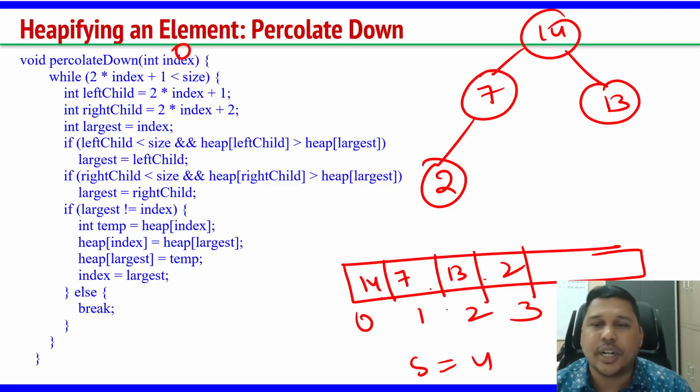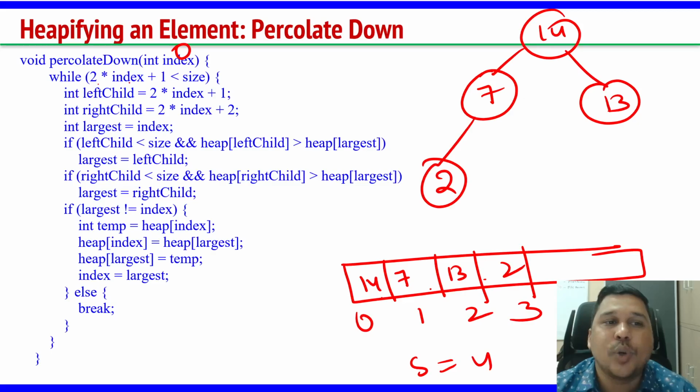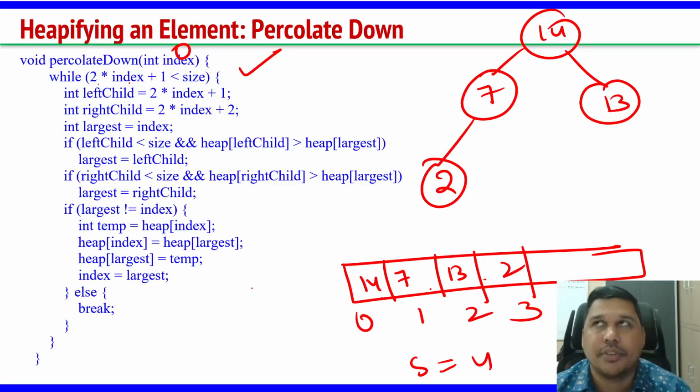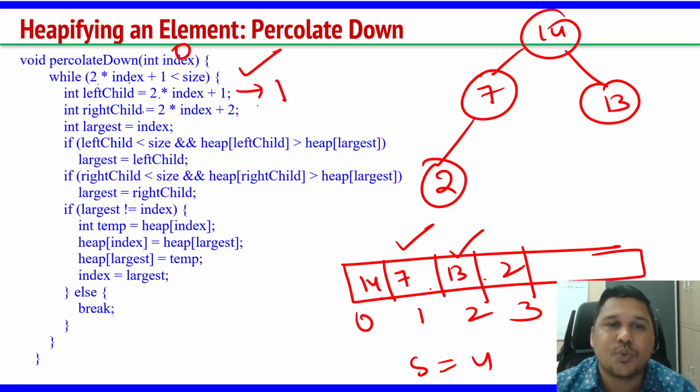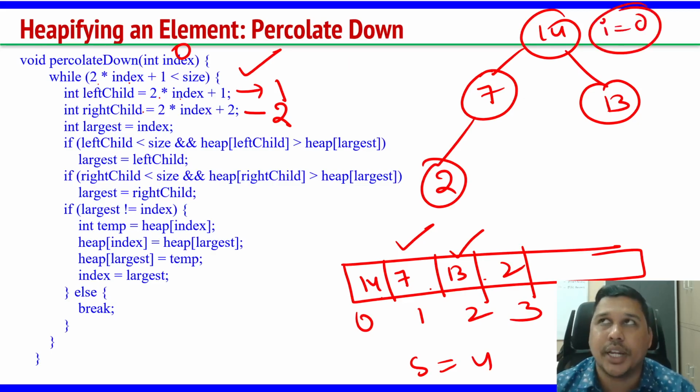We will maintain a counter to hold the number of elements, you do not worry. When we implement the insert operation, we can understand it. So 2 into index plus 1, that is 2 into 0 plus 1, 1 is less than size, yes. Then the left child is at index 1, the right child is at index 2, which is 13. Why? Index is 0, no? This is what I want to delete. I want to delete 14. Largest equal to index, so largest equal to 0.